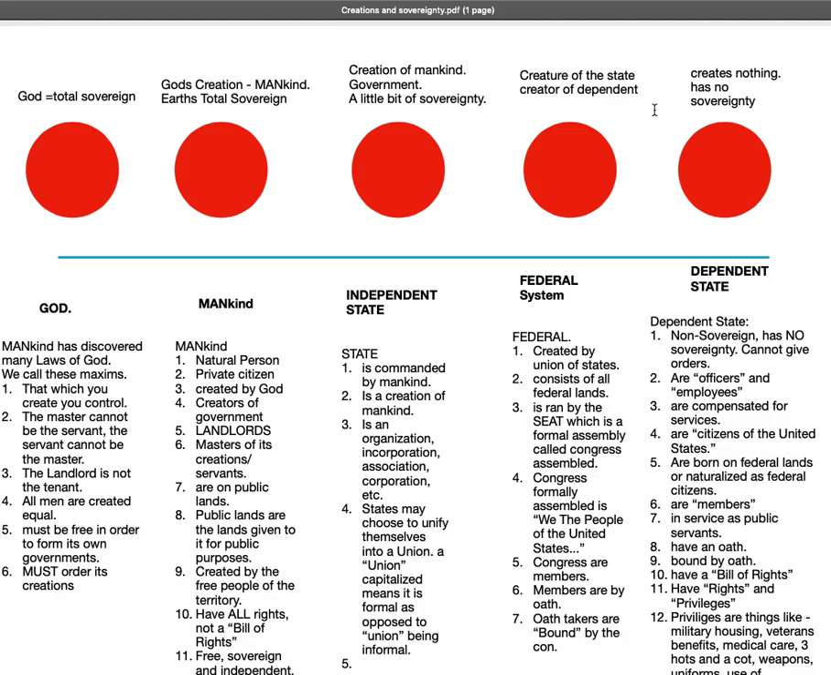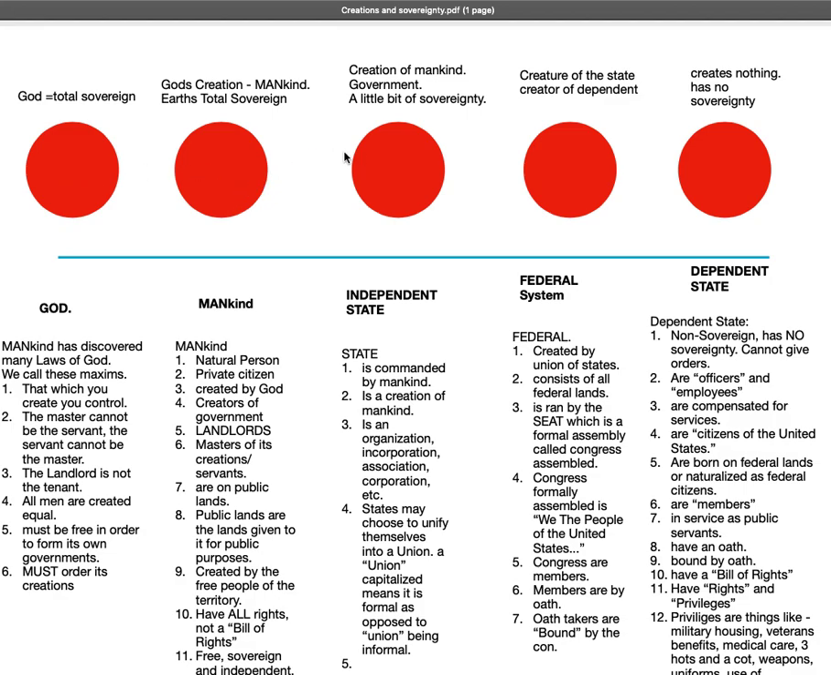The federal government creates dependent states. The dependent state is a dependent of the federal government. The federal government is dependent on the independent state. The independent state is dependent on mankind. Mankind is dependent to God. Okay, God is independent. His independence, all independence, starts here. Starts with God. There's, as far as we know, nothing beyond that, above that.